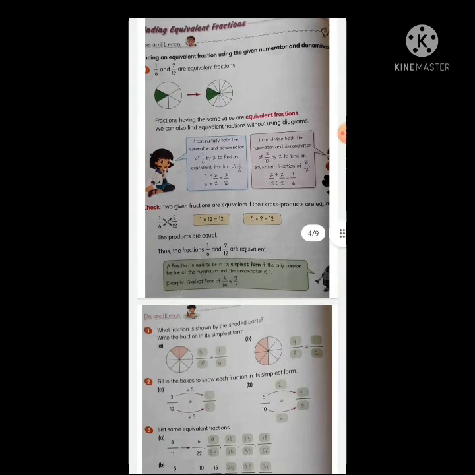How are they equal? We can make them 1 into 2 and 6 into 2, so 2 upon 12. Same way we are going to divide 2 upon 12. We will divide 2 by 2 and 12 by 2. Then we will get the answer 1 upon 6. So it is an equivalent fraction. We have to do cross multiplication. 6 2s and 1 12s. So it will be 1 into 12 and 6 into 12.